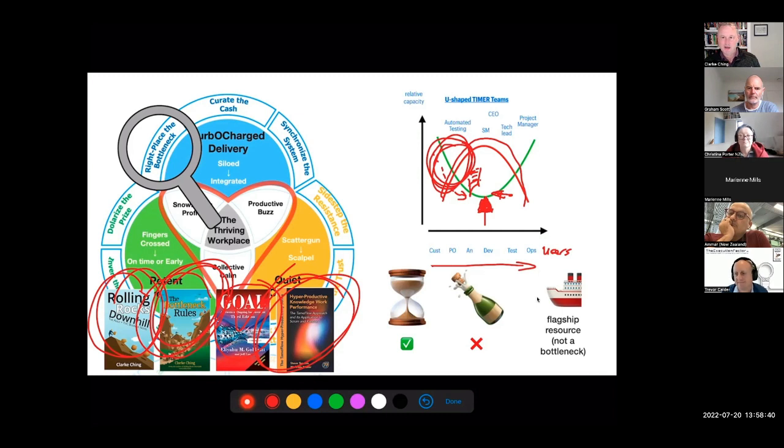It's kind of useful when you do this stuff to talk about having a flagship resource rather than a bottleneck. It's the same thing, but the flagship in an armada of ships was the one that had the captain or the admiral on it and the flag of the country that owned it. And as they sailed along, all the other ships would sail next to it and they would be able to go faster. Otherwise, they'd slow down the flagship. You don't want to offend people by calling them a bottleneck. So maybe call them a flagship resource instead.